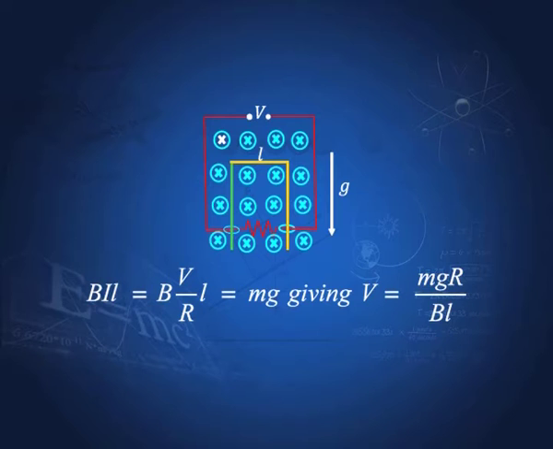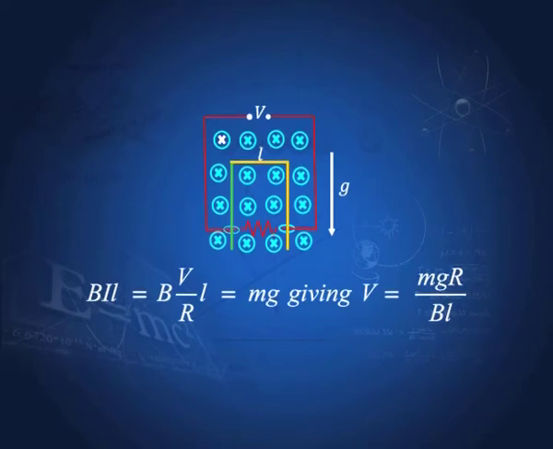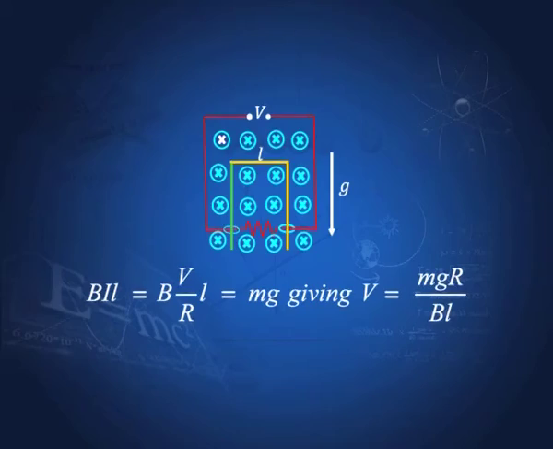So, the force, as I said, is B I L, where B is the magnetic field. You can work out the magnetic field is like this, the current is like this, and you apply the right hand screw rule, then you will see that the force must be in the upward direction. So, if I pass current in this direction, then the force will be in the upward direction.